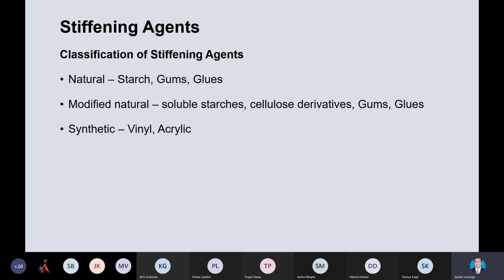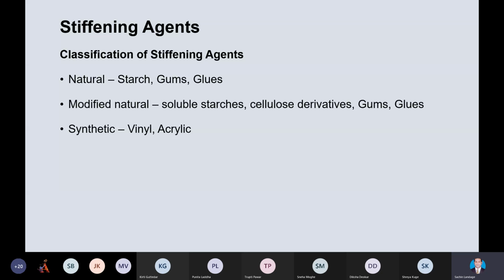We have the modified natural ones, like the soluble starches. For example, again, we can have dextrin over there. We have acid modified starches, chlorinated starches, oxidized starches, pre-gelatinized starches. All of these we can use over there.